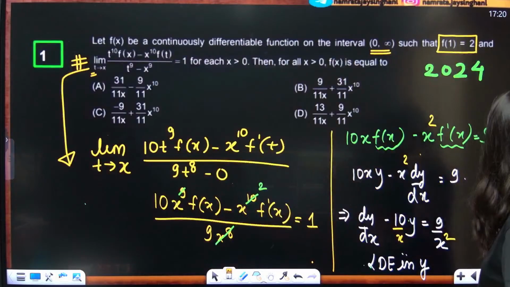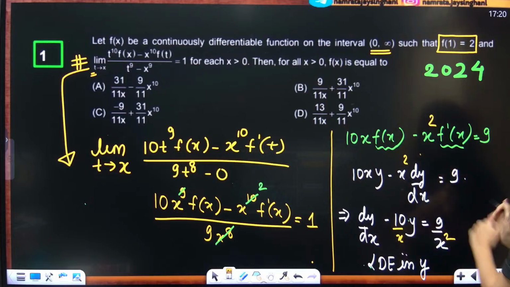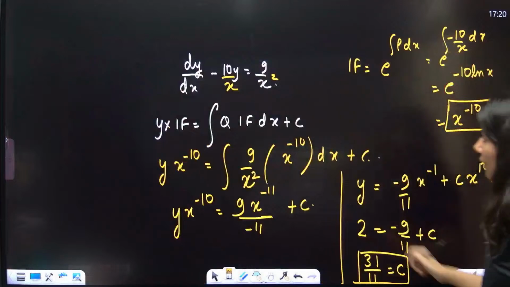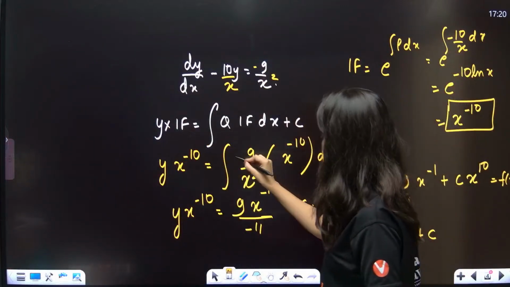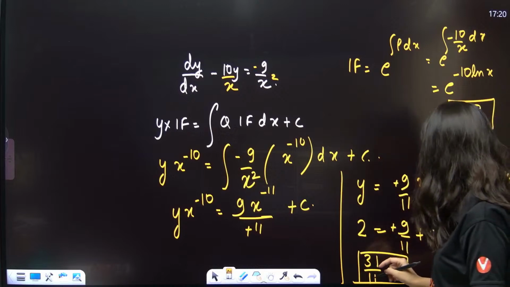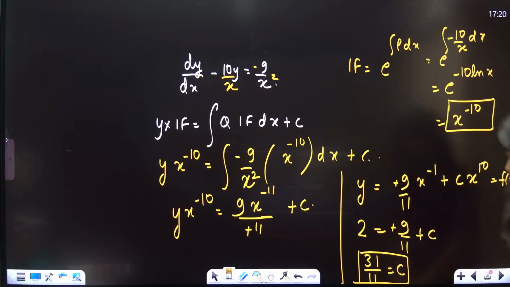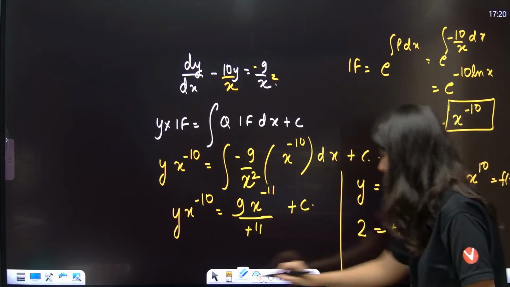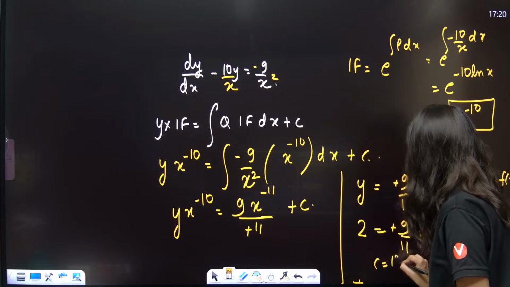Hold on. Yes, this is dy by dx and this is minus 9 by x square. Okay, this is a negative sign already. Negative will become positive. This is positive. So this is 2. So 22 minus 9 will be 13. C is 13 by 11. So many mistakes I am committing in this session. C is equal to 13 by 11.